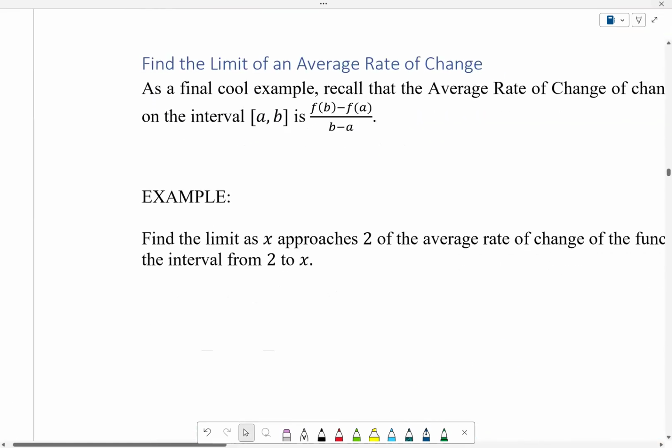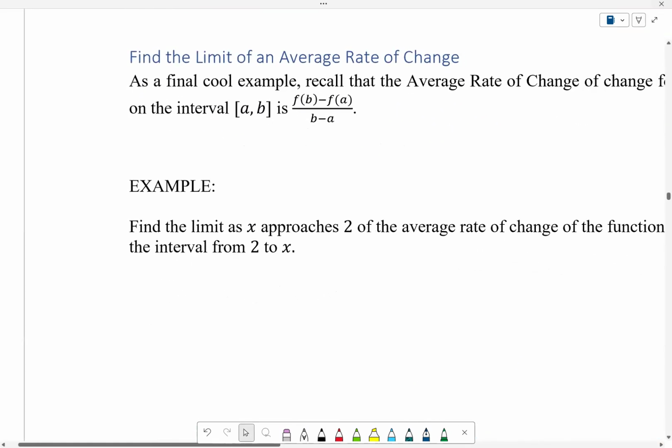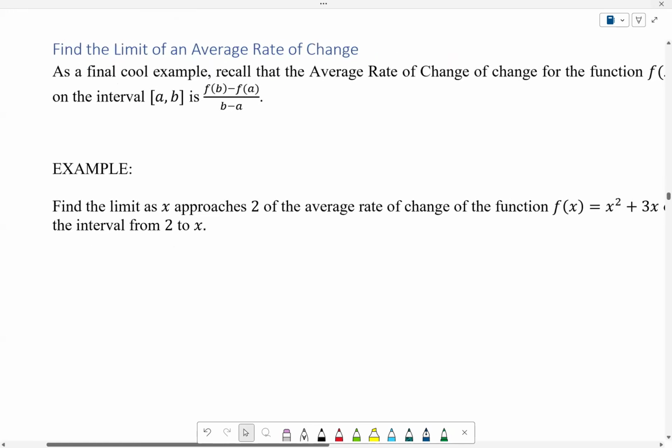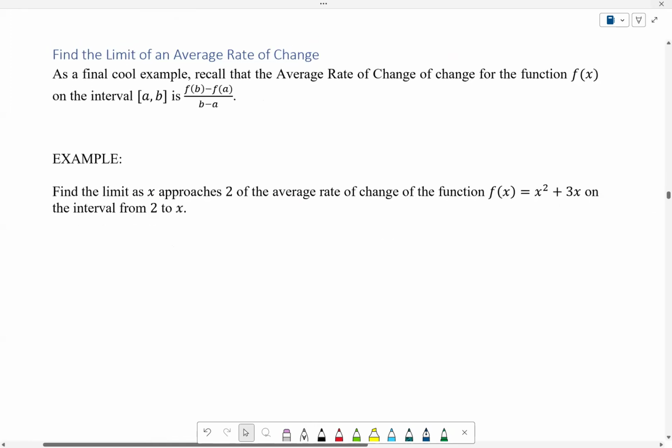One last thing, and then you have time to work on your assignment. After this, find the limit of an average rate of change. Rate of change is just another way of saying slope.